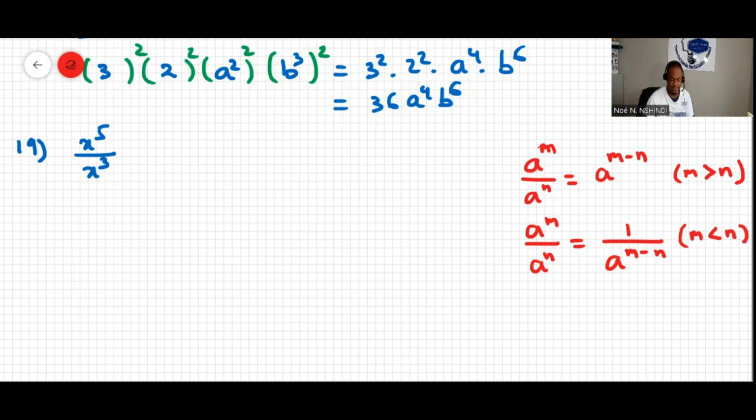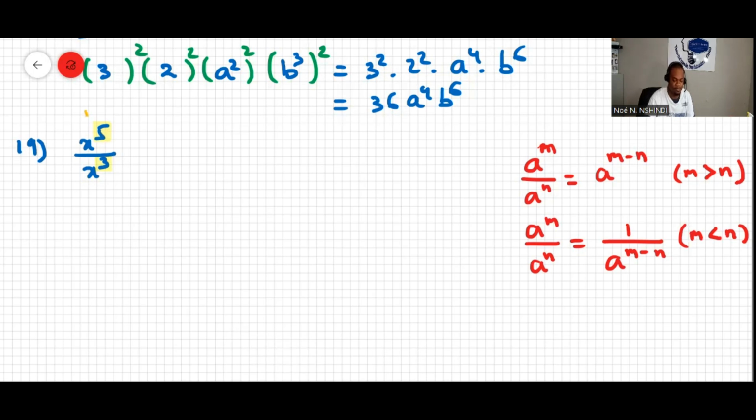Now in this case, first the bases are the same. We can apply the law because it's of the form a to the m over a to the n. The bases are the same. Now we're going to look at the exponents. This is 5 and this is 3. Because 5 is more than 3, this is like the m.